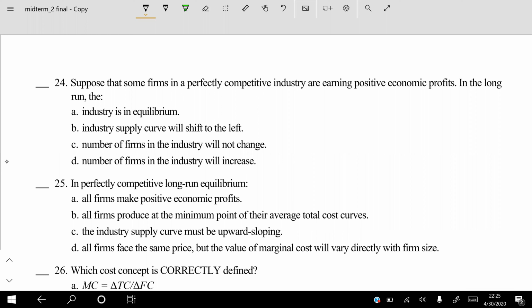Suppose that some firms in a perfectly competitive industry are earning positive economic profits in the long run. Then the blank. Let's see what's happening here. Is the industry in equilibrium? The industry supply curve will shift to the left. The number of firms in the industry will not change, or the number of firms in the industry will increase. Well, in the long run, the number of firms will always increase, because they see other people are having success, and so they'll want to join in.